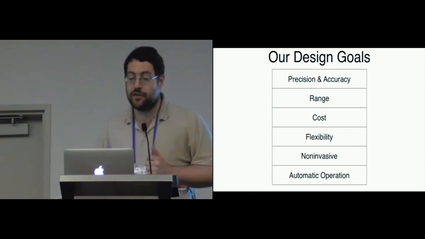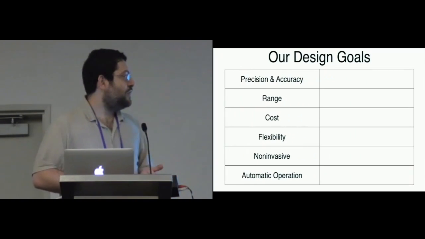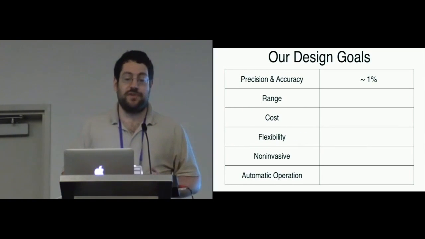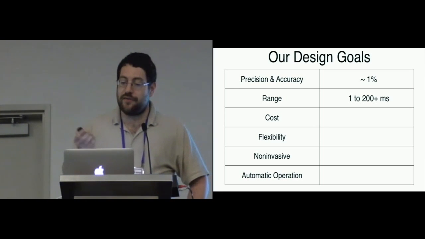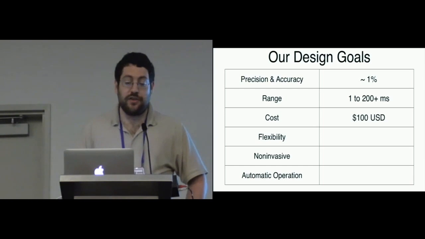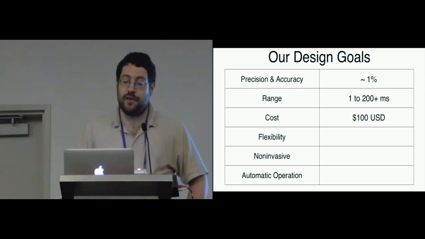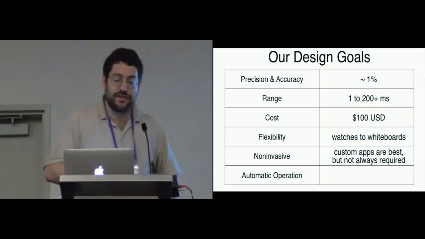So just to conclude, I'd like to go back to our design goals and see how we did in each of these. The first is precision and accuracy. We do end up with approximately 1%, which is just great. Our range can go everywhere from 1 millisecond to 200 milliseconds or more. You can build it for about $100, including the cost of the microcontroller. You can measure anything from a smartwatch all the way up to a whiteboard. You don't need any hardware changes.